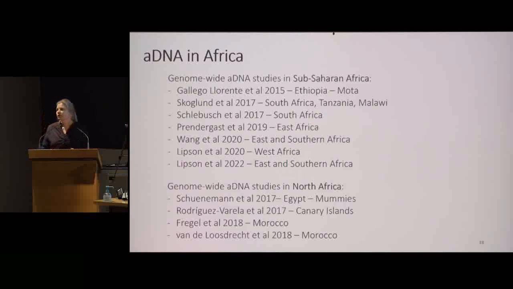But then we also had improvements in lab methods and improvements in computational methods. And after a while, it became possible also to do ancient DNA studies in African populations, with the first study being published in 2015. But only 9 studies have actually been published so far that produced ancient DNA for African populations. And I'm going to just discuss this one now as an example.